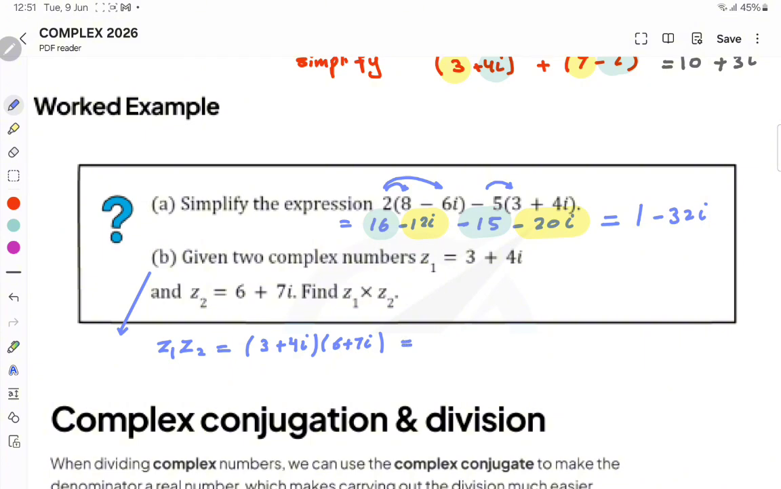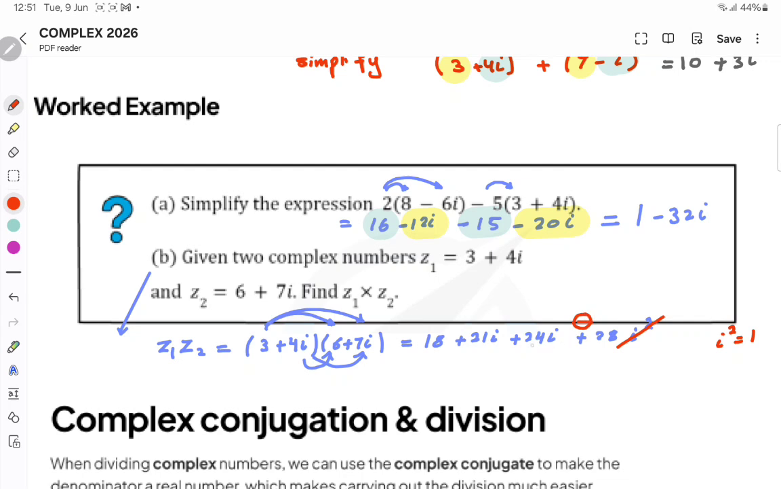We multiply normally, expanding 3 by every term in the second bracket. So 3 times 6 will be 18. 3 times 7i will be 21i. 4i times 6 will be 24i. 4i times 7i will be 28i squared. As we know, i squared equals negative 1. So if you get any i squared, just remove it and change the sign.